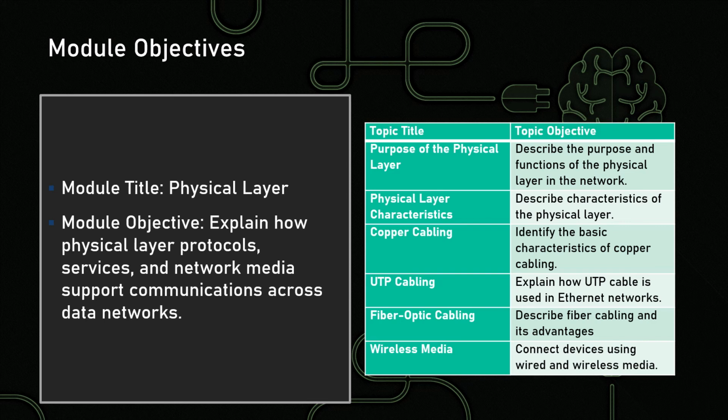We're going to look at some different types of cabling, specifically copper cabling, and we'll talk about UTP and STP as far as those are concerned with Ethernet networks. We're going to look at fiber optic cabling and its advantages and a couple of disadvantages, as well as wireless media, very, very common in our current networking situations.